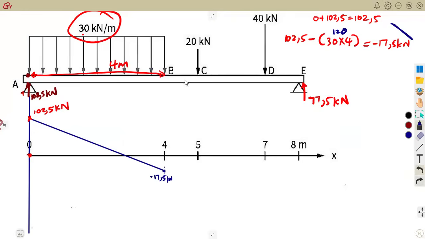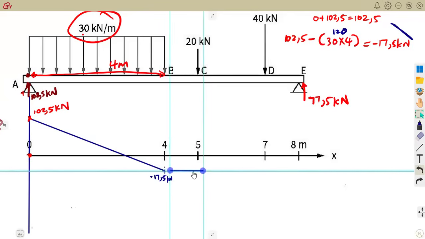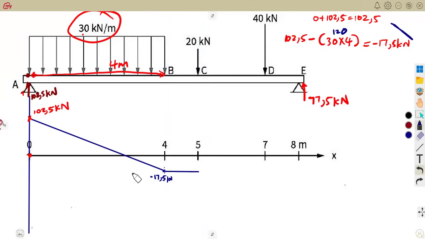Then from point B to C, there's a distance to be covered between B and C, but there's nothing, just empty. So you just move straight from B to C. There is no force that we are going to subtract or add. So you simply move straight in a horizontal. So this is direct at C.